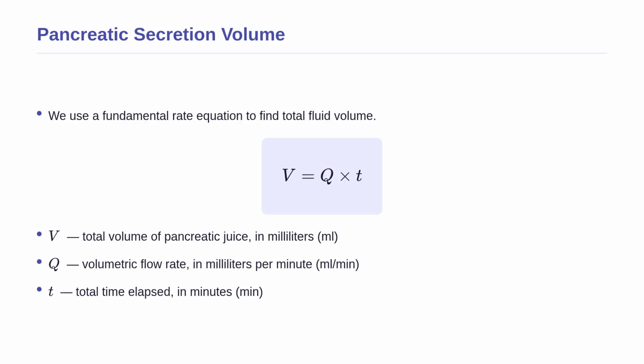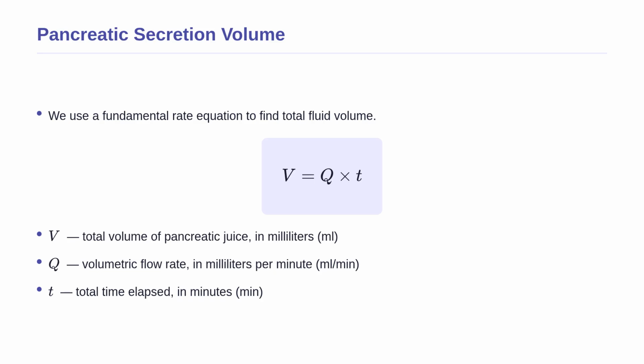To understand the scale of this fluid production, we use a fundamental rate equation that connects volume, flow rate, and time. The formula is V equals Q times T. Conceptually, this is very similar to calculating how far a car travels if you know its speed and how long it has been driving.